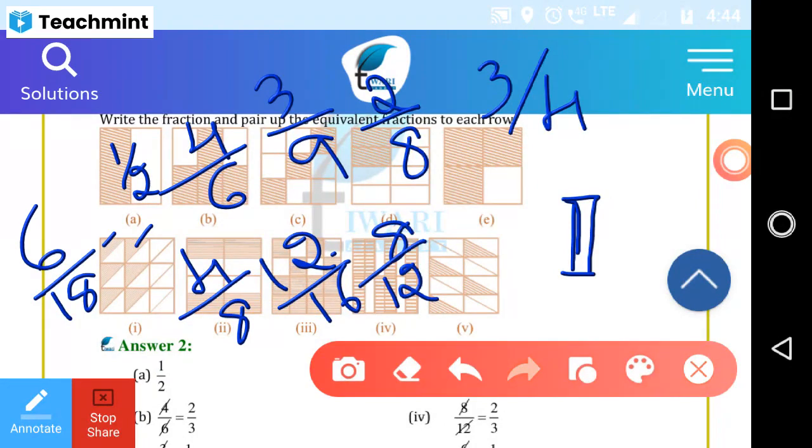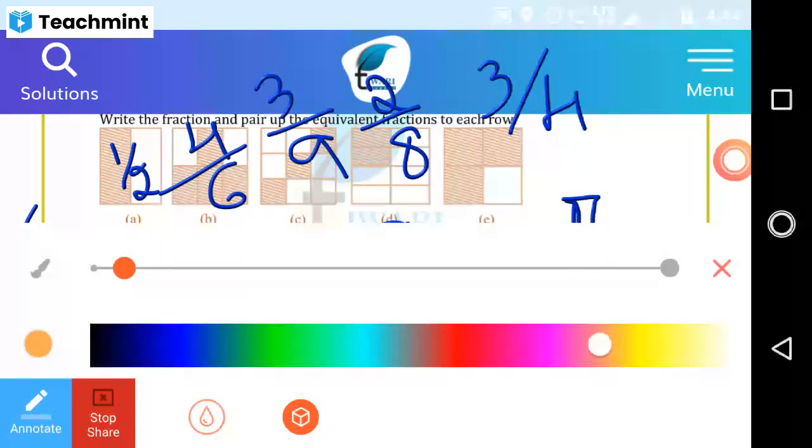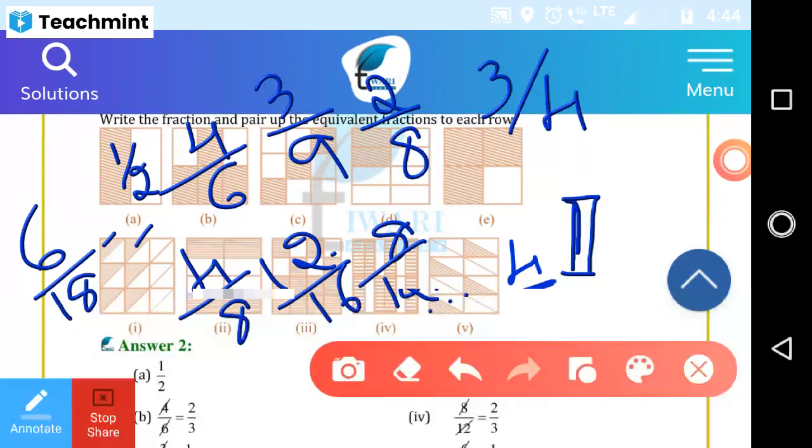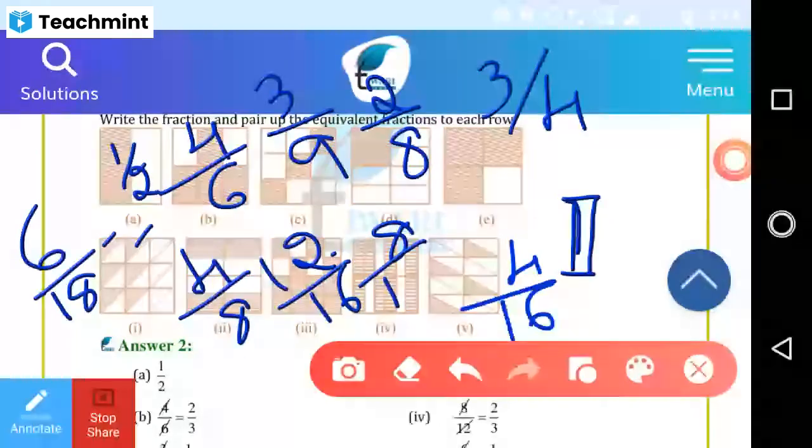Harivardhan? Yes, ma'am. Yes, tell. 4 by 16. Okay, 4 by 16. Very good. So next, what we have to do is simplify. So 1 by 2 is already in the simplest form.